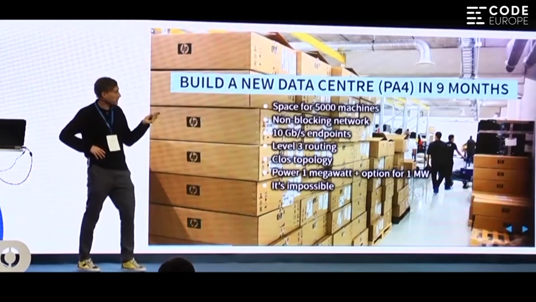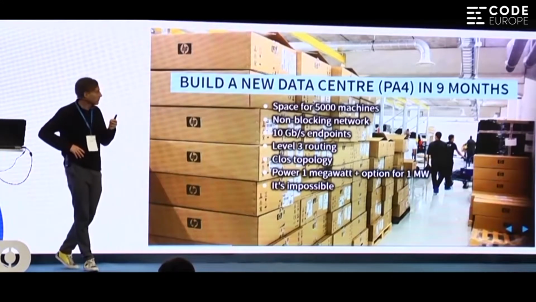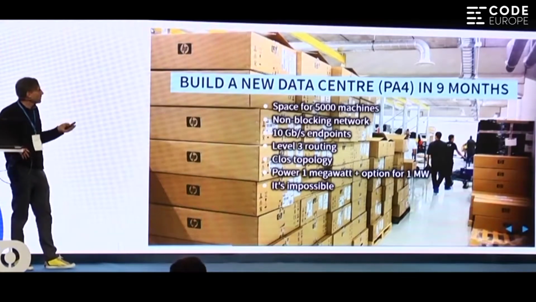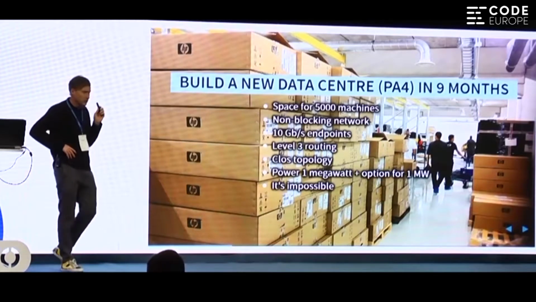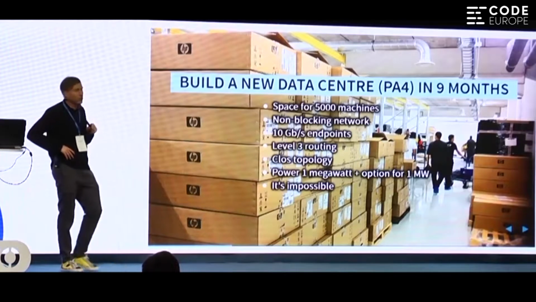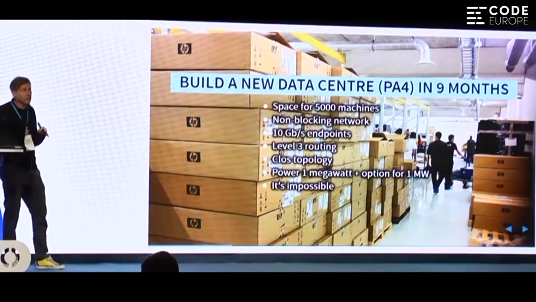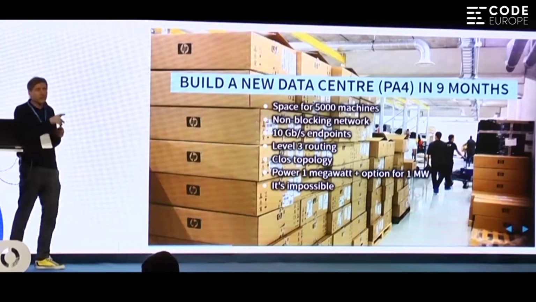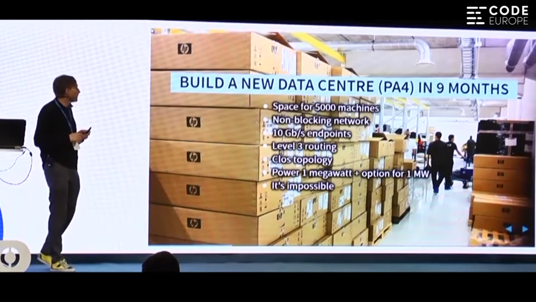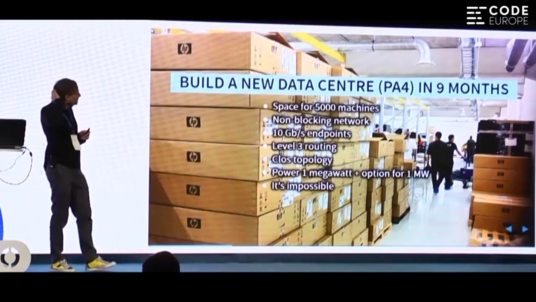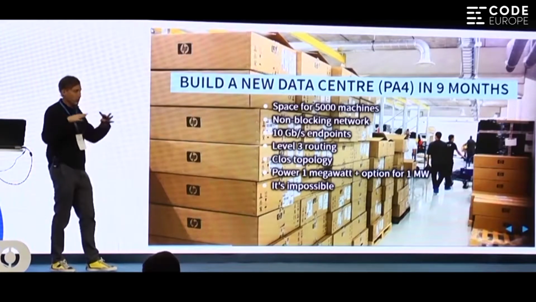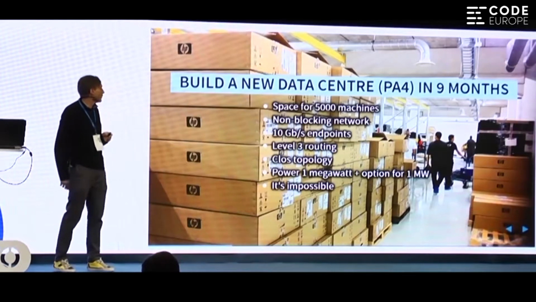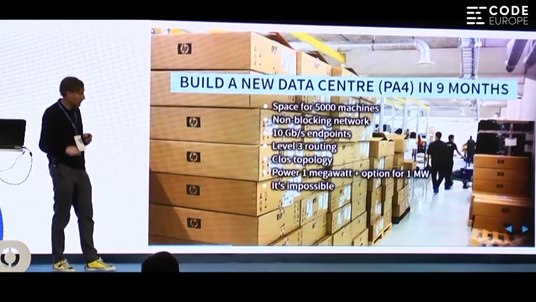So, like I said, we had this data center. It wasn't redundant. We needed to build a new data center. So we made a new data center. It's big enough for 5,000 machines. It was delivered a bit over a year ago. We have a non-blocking network, or we had a non-blocking network, which meant that any node could transmit at full speed without being slowed down by the network. So every machine had 10 gigabit per second endpoints. We had level 3 routing rather than level 2 routing. We have a cross topology, which means you have spines and super spines, which allows any node to talk to any other node at full speed without being overloaded, without being slowed down by the network.